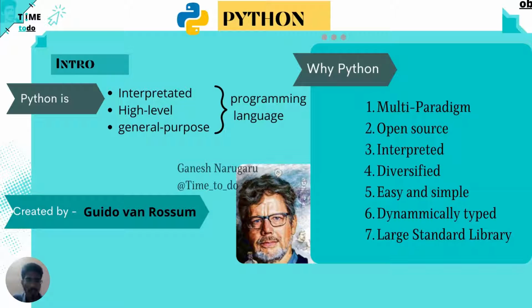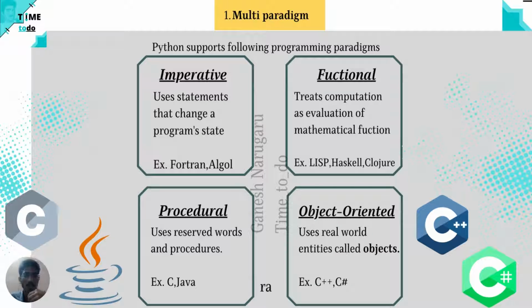First, multi-paradigm. Multi-paradigm means a different set of programming methods. There are mainly 4 types: imperative, functional, procedural, object-oriented. Imperative means it uses statements that change the program state, for example Fortran. Functional means they use mathematical functions to implement the code, for example LISP, Haskell.